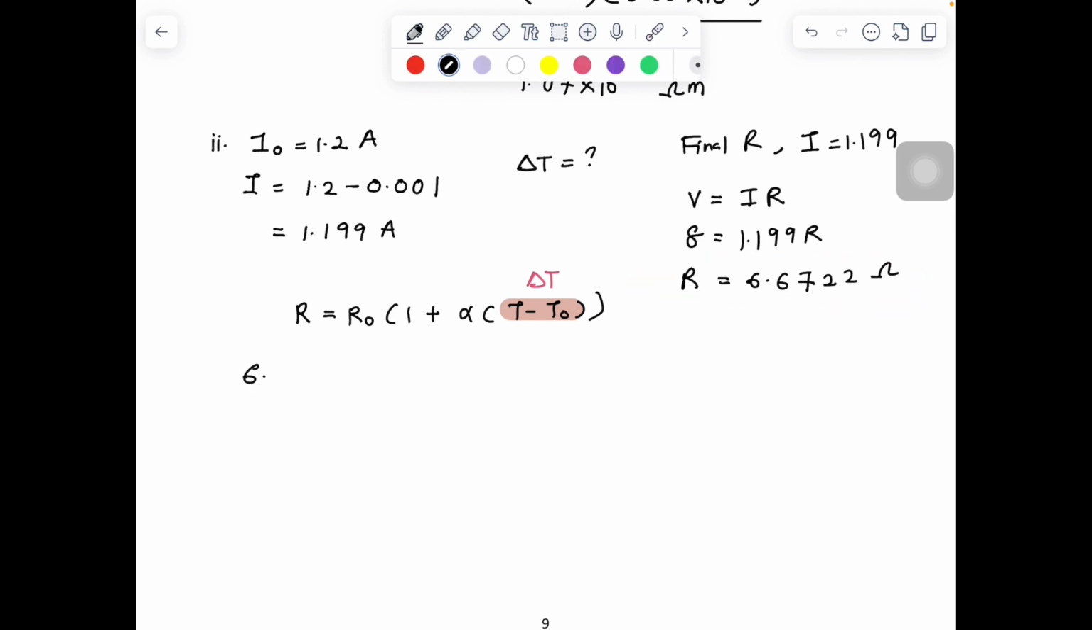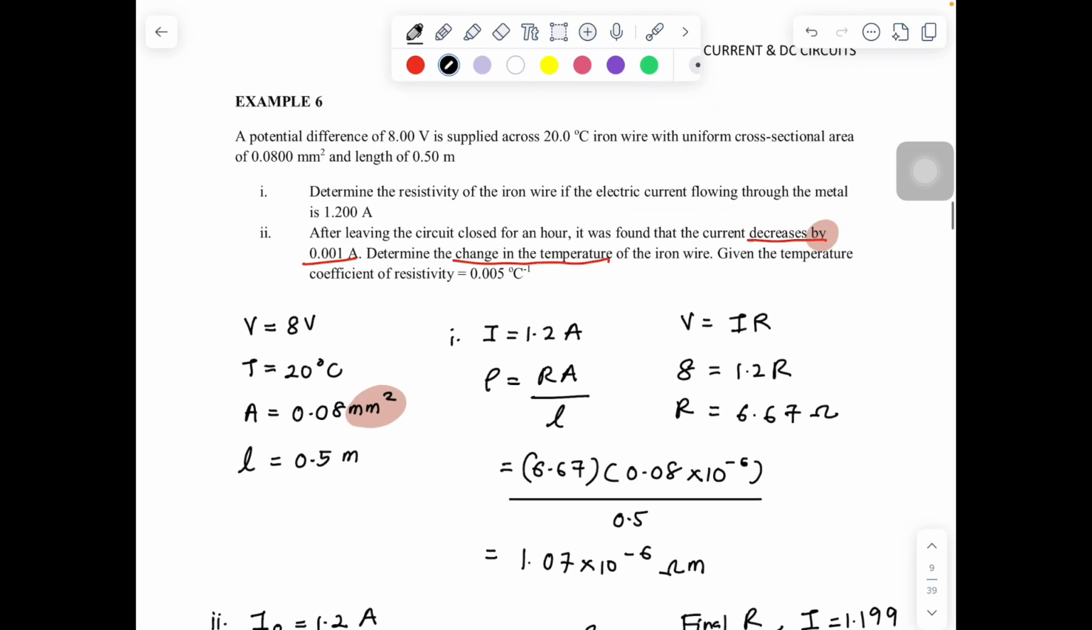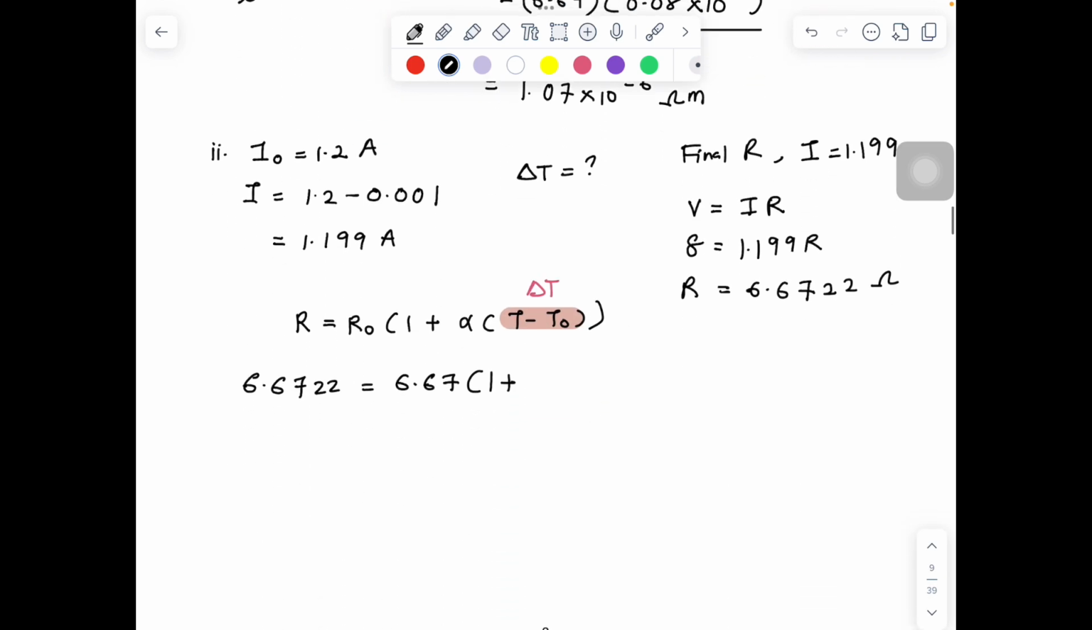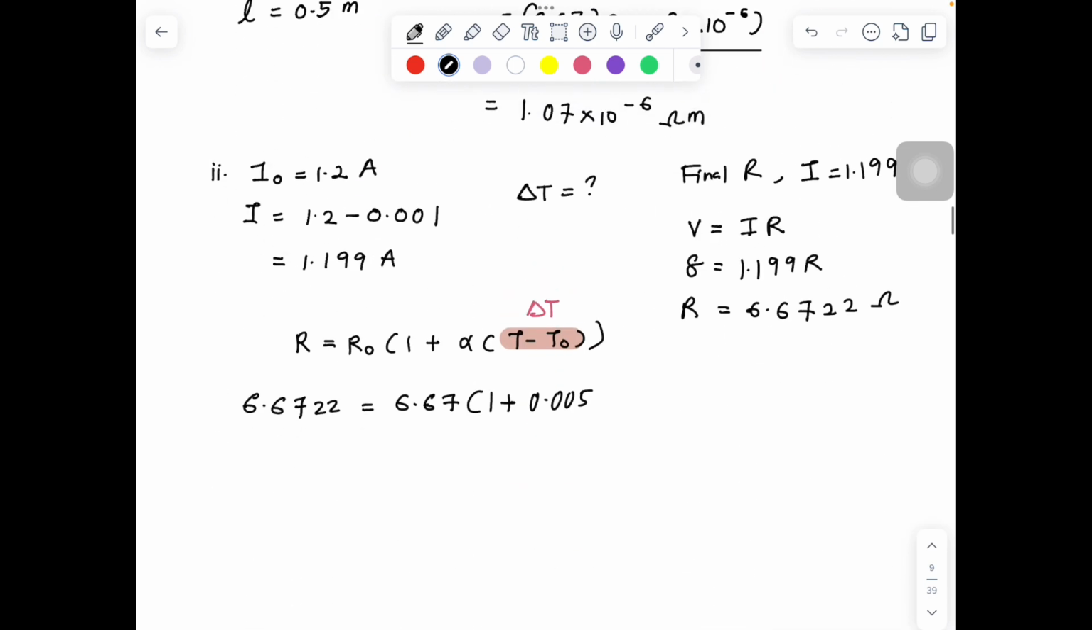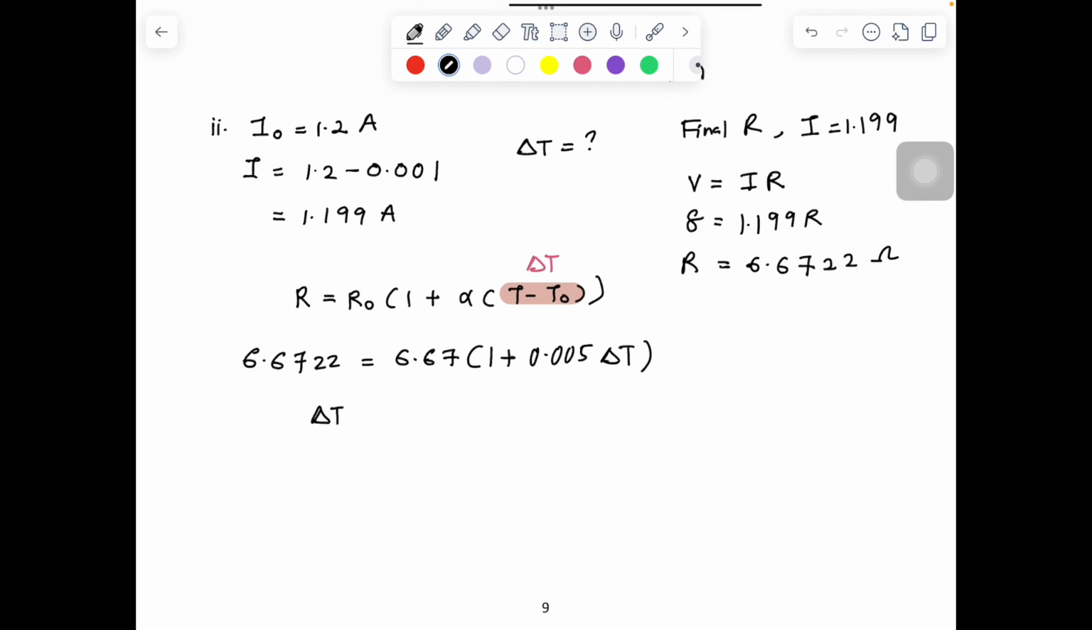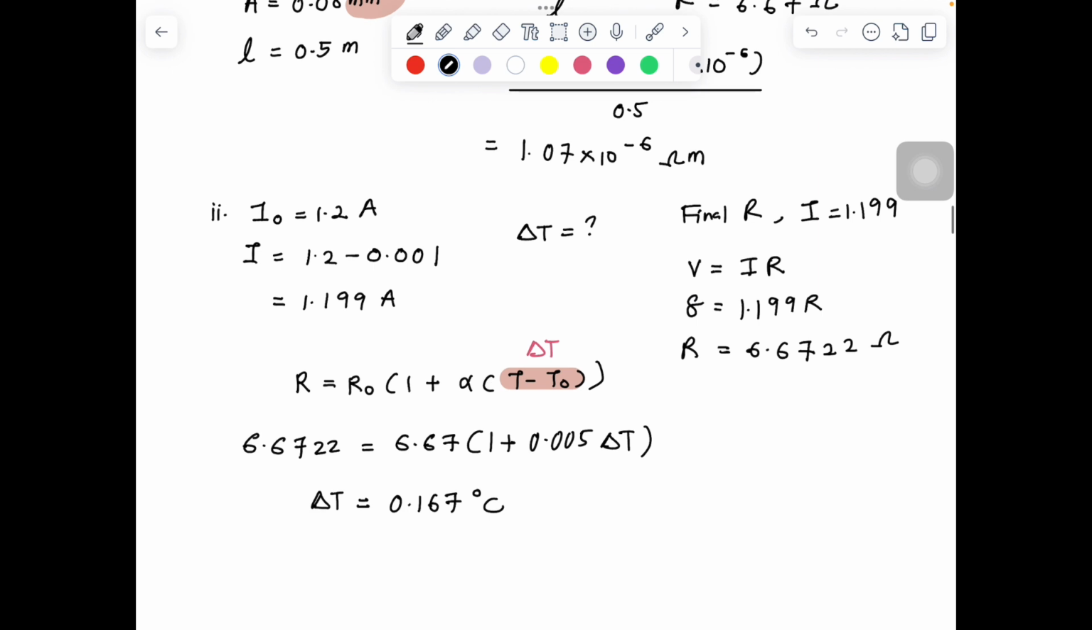Okay, so 6.6722 equals initial 6.67, 1 plus alpha. Alpha is, what is the alpha? 0.005. And then delta T. Okay, delta T is what we want to calculate lah. So delta T equal to 0.167 degrees Celsius. Okay, let me double check.